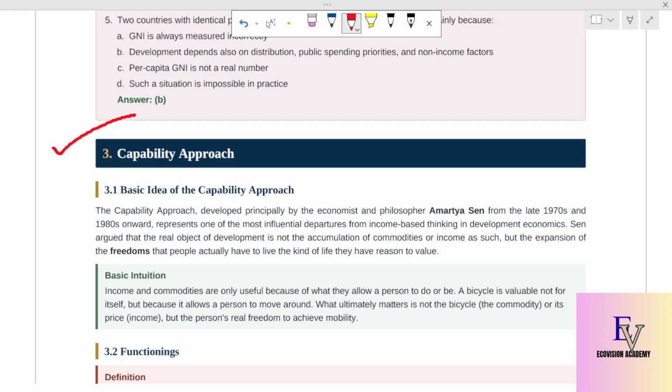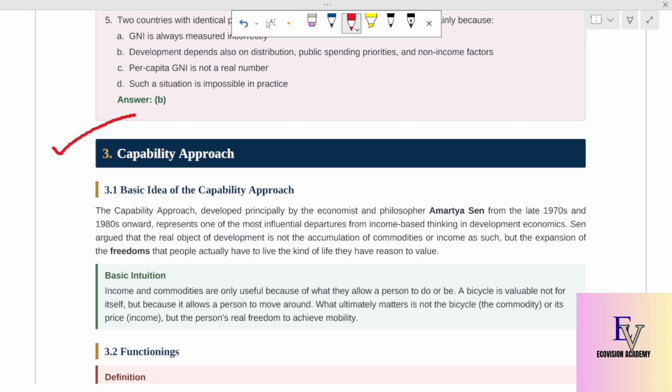Why quantitative? Because each and everything discussed in the income approach can be measured by some figures. We can measure GDP, purchasing power parity, GNI, GDP per capita income, each and everything. But the capability approach is not quantitative; rather, it is basically a qualitative approach.